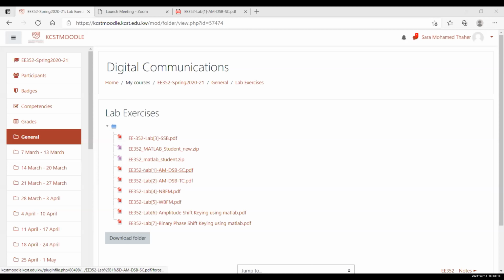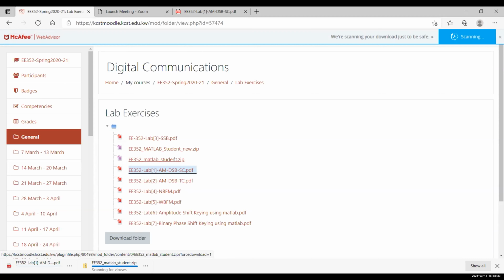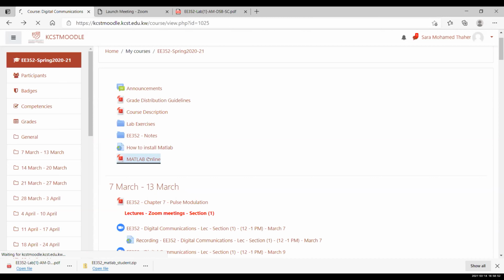Okay, what's the problem? We'll download this one first. No, not the new one. The first one. Down, third one. Yeah, this one. MATLAB student.zip, not the new one. This one or this? MATLAB student.zip. Okay, this one. Yeah, this one, yes. Then see if it's downloaded. Okay, hold on 1 minute. Can I see your screen, please?